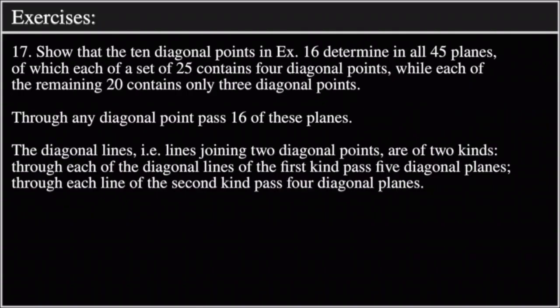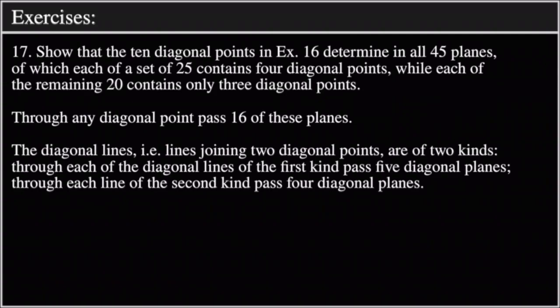17. Show that the 10 diagonal points in exercise 16 determine in all 45 planes, in which each set of 25 contains 4 diagonal points, while each of the remaining 20 contain only 3 diagonal points. Through any diagonal point pass 16 of these planes.